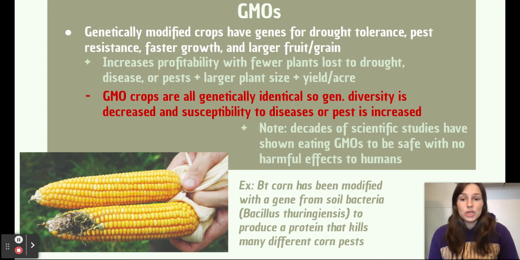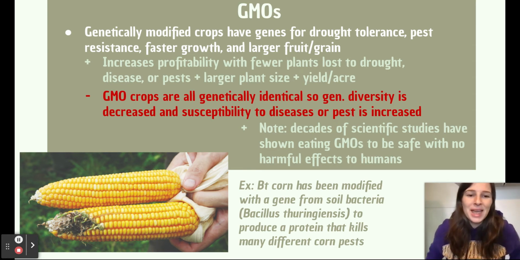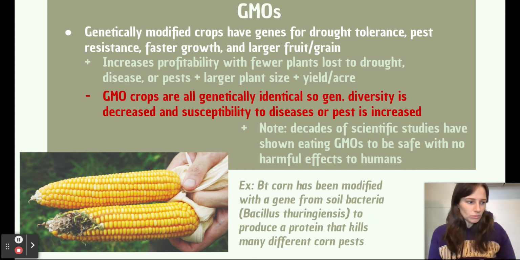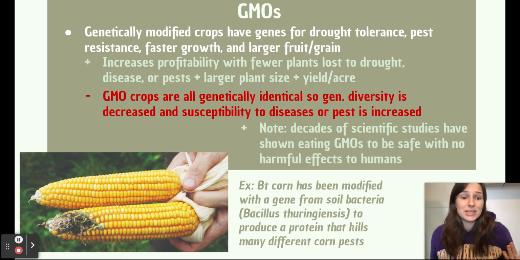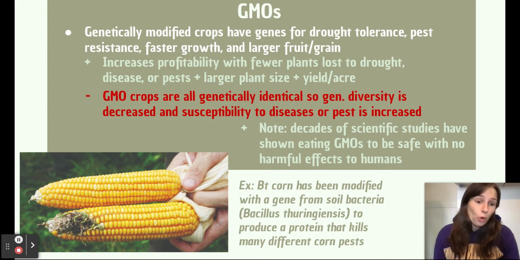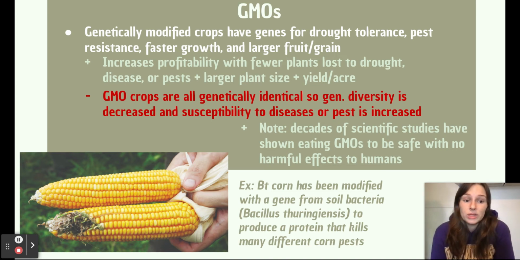Now, a downside is that GMO crops are all going to be genetically identical. They are made in a lab, so genetic diversity is decreased, and we have susceptibility to diseases or pests. Currently, they are good against the pests that we know of, but pests and diseases are going to be evolving like all organisms do. So maybe in 20 years, we have new strains of these organisms, pests, or diseases that the crops are not genetically modified to fight against. And maybe we have a new disease that can wipe out literally all of our foods, especially corn, which is in so much of what we eat. And a lot of the corn that's grown in America is genetically modified.